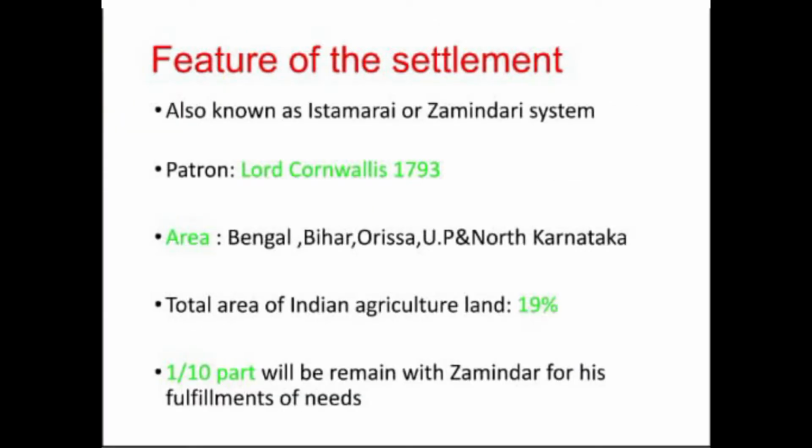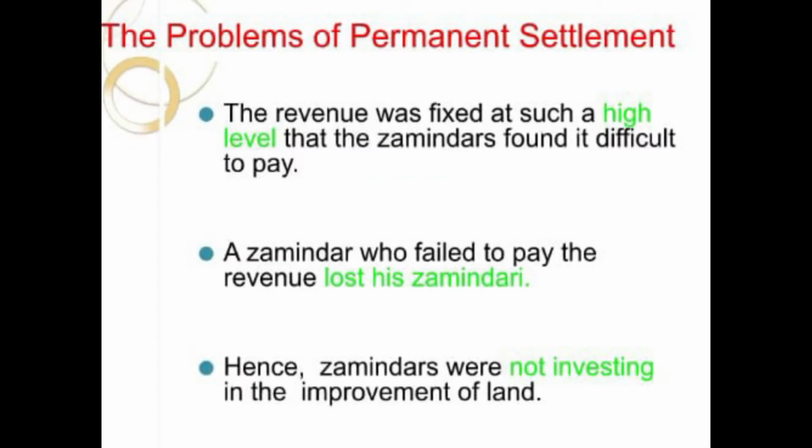The features: the Zamindari system or Permanent Settlement, whose patron was Lord Cornwallis, who introduced this. The areas were Bengal, Bihar, Orissa, Uttar Pradesh and northern Karnataka. Around 1/10 part of the agricultural land will remain with the Zamindar for the fulfillment of his needs.